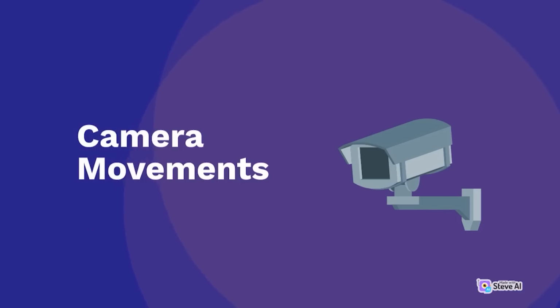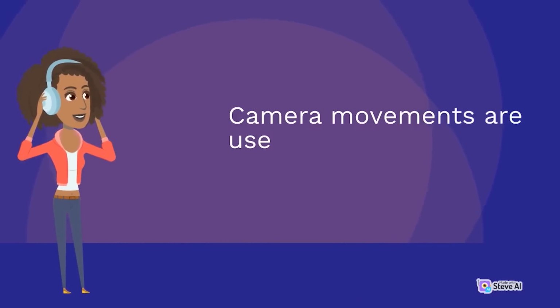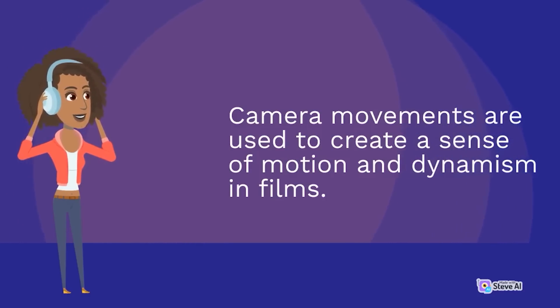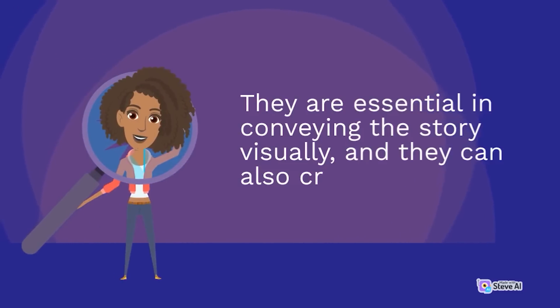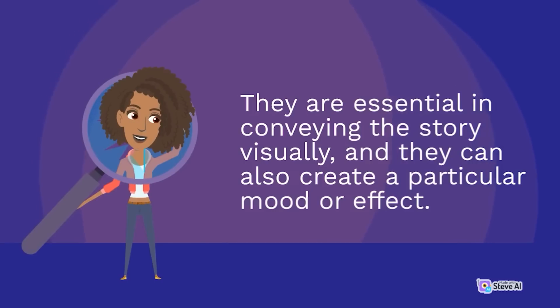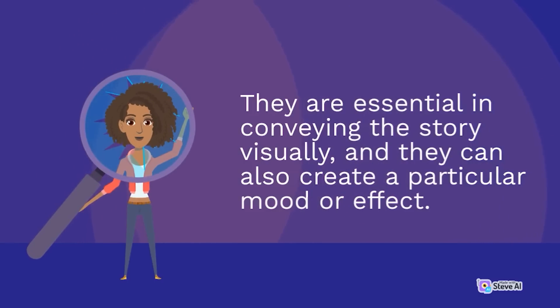Camera movements. Camera movements are used to create a sense of motion and dynamism in films. They are essential in conveying the story visually, and they can also create a particular mood or effect.